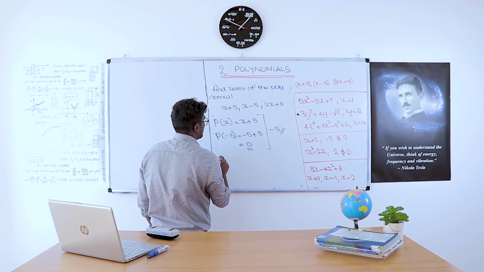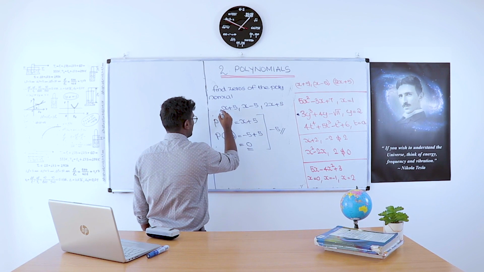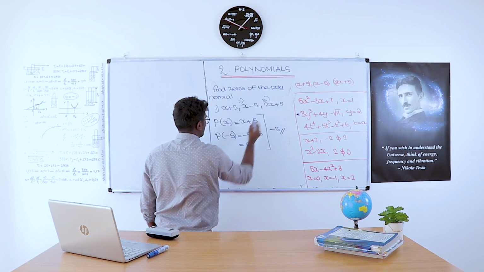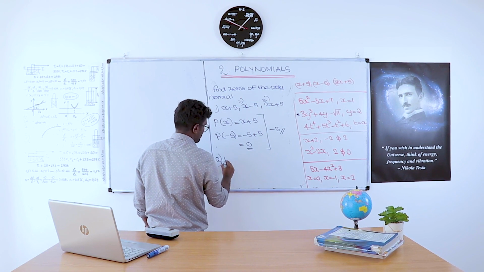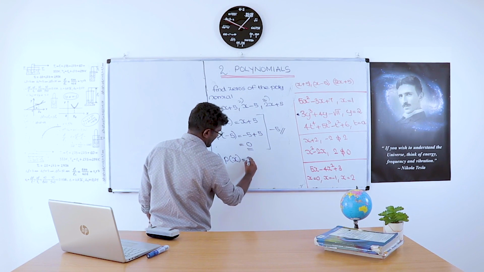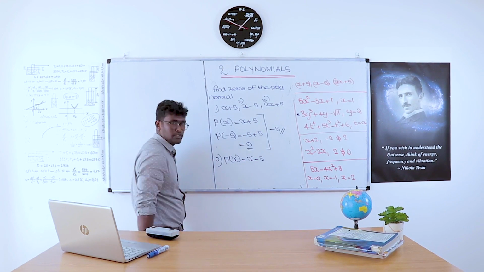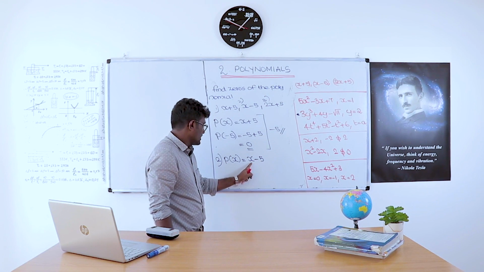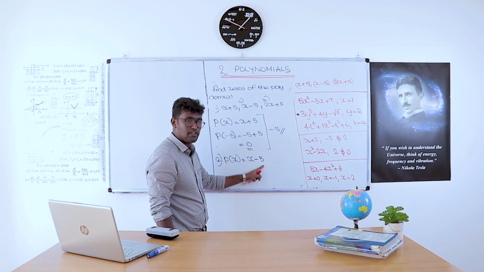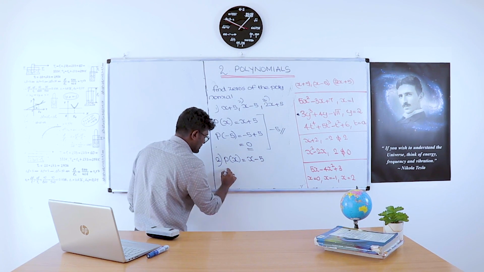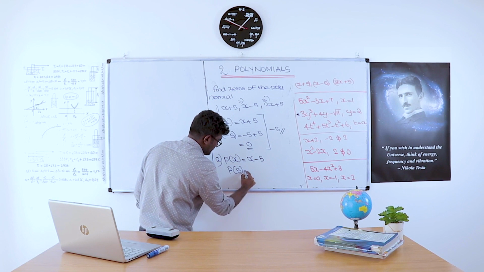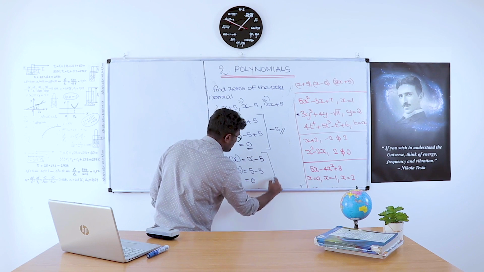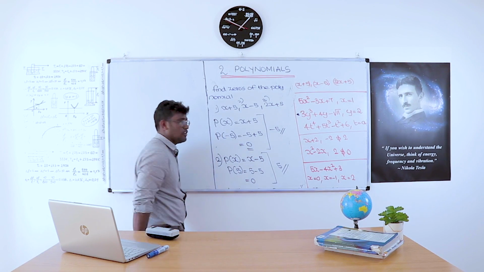Then x minus 5. This is question number 1, this is 2, and this is 3. So what about question number 2? P of x equal x minus 5. If the x is 5, then 5 minus 5 is equal to 0. So how will you find the zero? P of 5 equals 5 minus 5 equals 0. That means 5 is the zero of the polynomial.